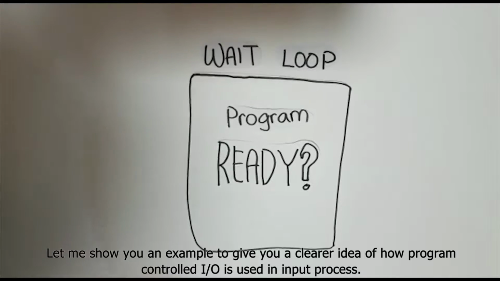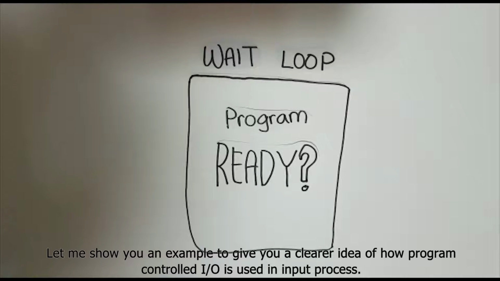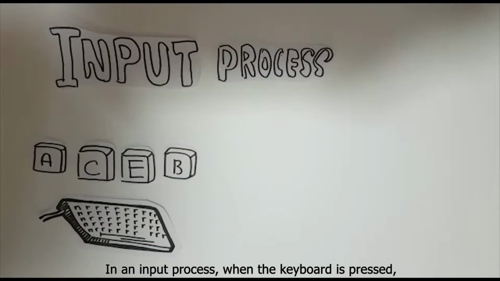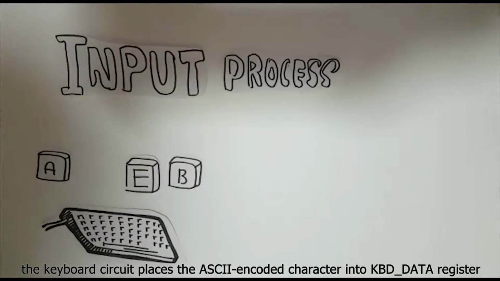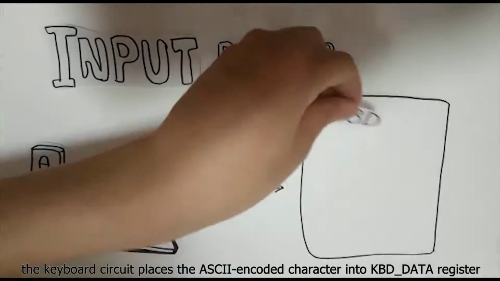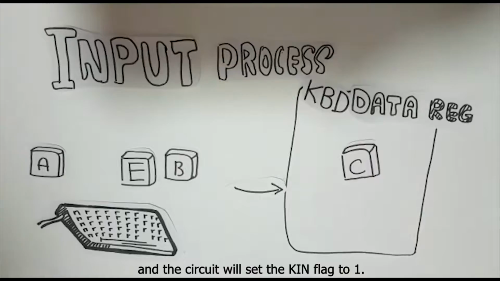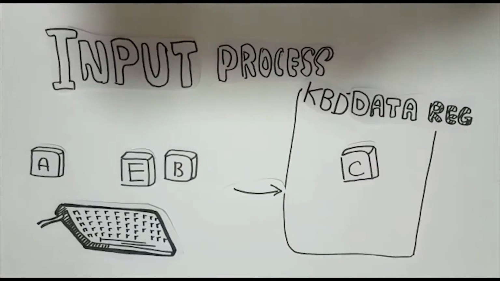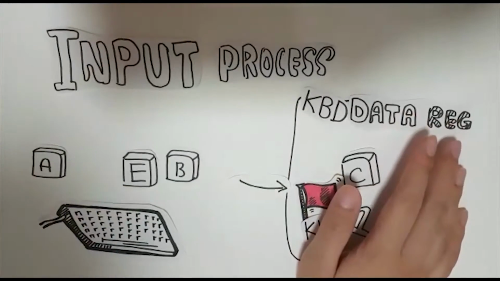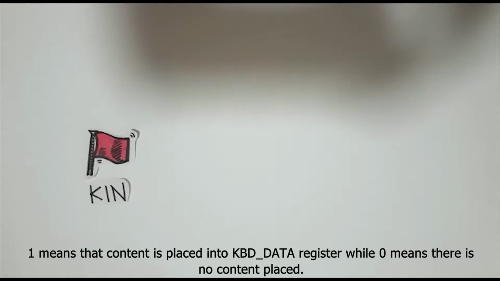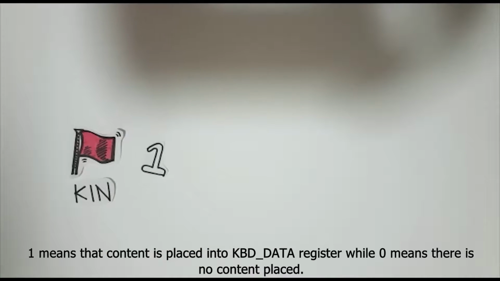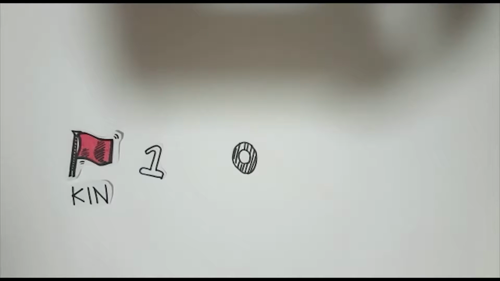Let me show you an example to give you a clearer idea of how program-controlled I/O is used in an input process. In an input process, when the keyboard is pressed, the keyboard circuit places the ASCII encoded character into the keyboard data register, and the circuit will set the K-in flag to 1. One means that content is placed into the keyboard data register, while 0 means that there is no content placed.